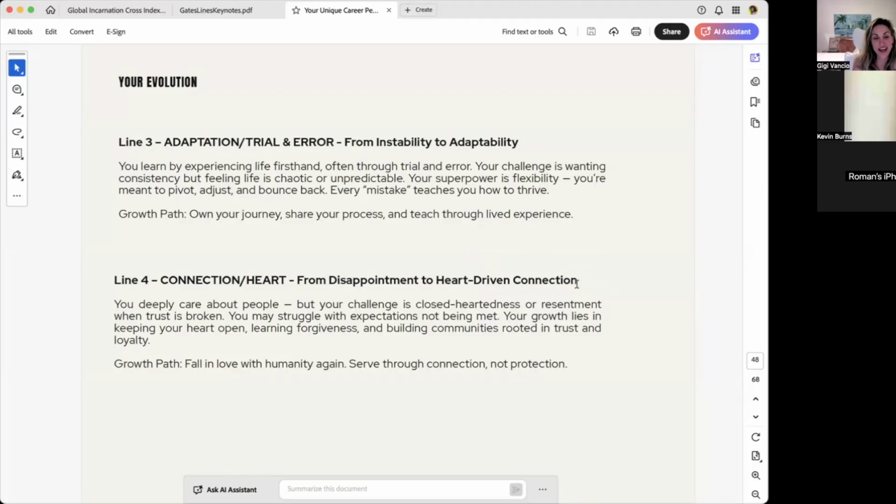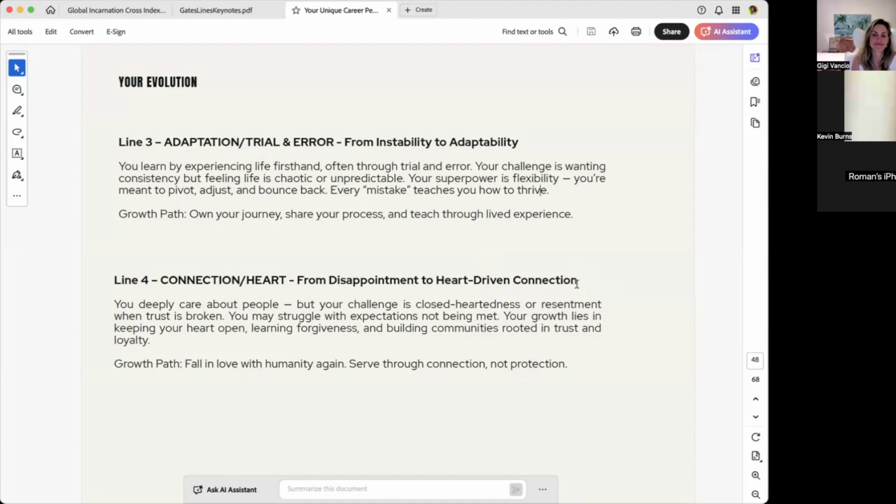Fantastic. And yeah, you deeply care about people. That's why you have that heart-driven connection, because you do care, but you have a challenge of closed-heartedness or resentment when trust is broken, or when you have hard times with family, or they do things to upset you. So you can tend to be closed off, but you want to be open. And you may struggle with expectations not being met, but your growth lies in keeping your heart open, learning forgiveness, and building communities rooted in trust and loyalty.